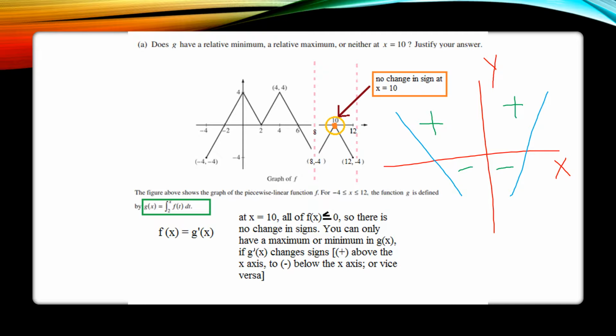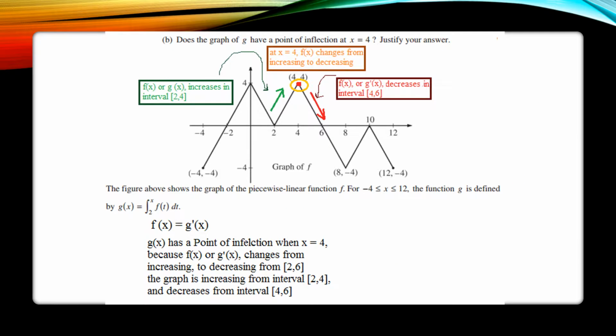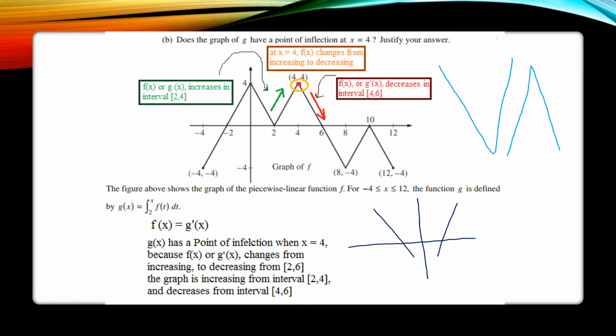Part B. For g of x at the point of inflection, its derivative must go from decreasing to increasing, or increasing to decreasing. Note that this criteria is different from the criteria for relative extrema, which states that the derivative needs to go from positive to negative, or negative to positive. At x equals 4, f of x goes from increasing to decreasing, so x equals 4 is a point of inflection, specifically a point of inflection where it goes from being concave up to concave down.